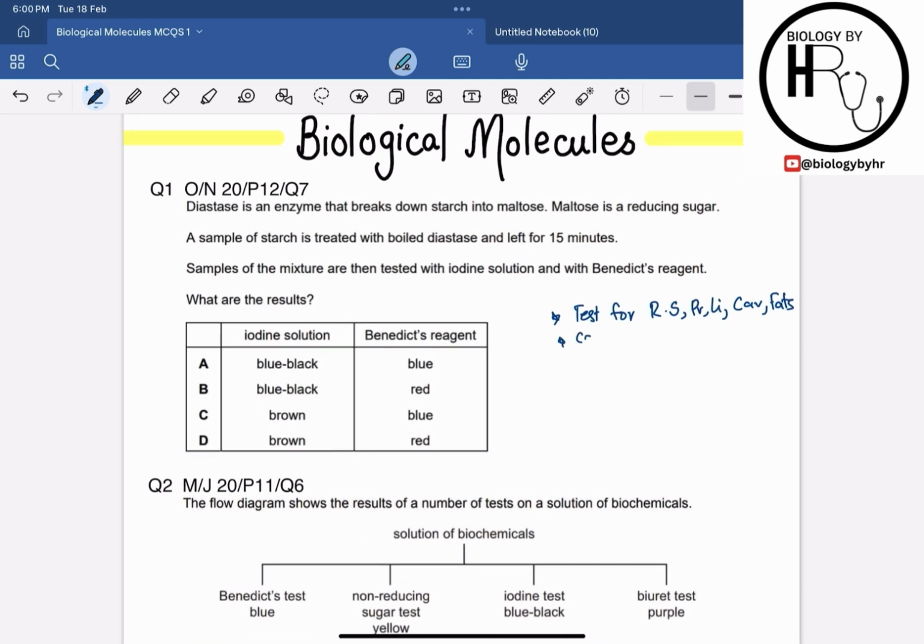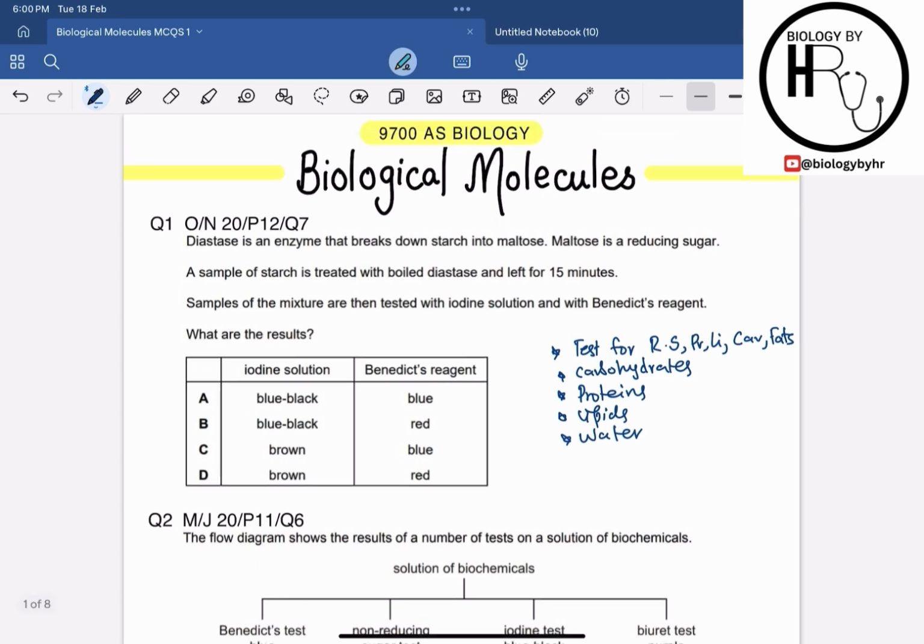Then we have the carbohydrates. Similarly, we have the proteins, lipids and water, right? So we are going to be discussing these MCQs one by one. In one video we are not going to solve everything; we are going to divide it into 1, 2, 3, 4 and 5 parts, right?